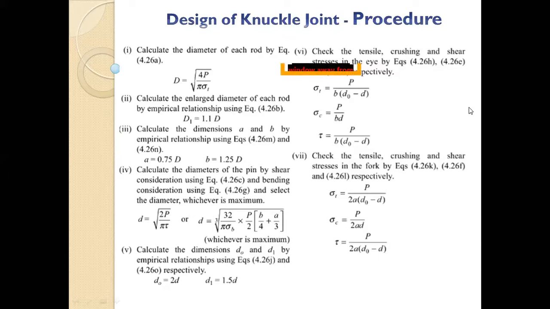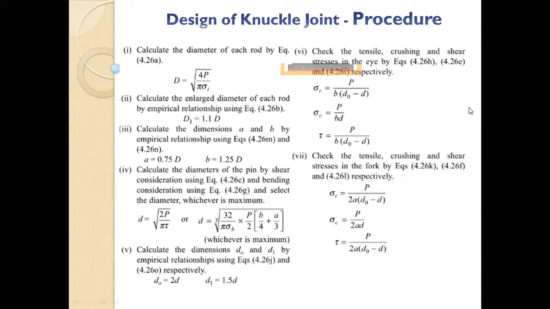And similarly fork will again fail in three ways: sigma t, sigma c, and tau. Sigma t, the tensile failure, is P upon 2a into D0 minus d. Now because fork has two parts, top and bottom, so everything is multiplied.